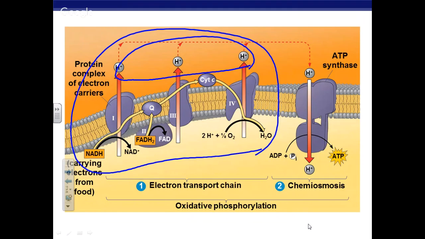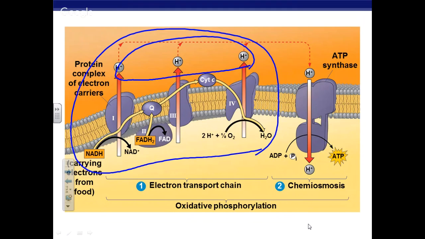So you can link the electron transport chain to the production of ATP via something called chemiosmosis. It produces the gradient, then hydrogen ions will flow down their gradient via chemiosmosis through ATP synthase, activating it, causing it to make ATP.